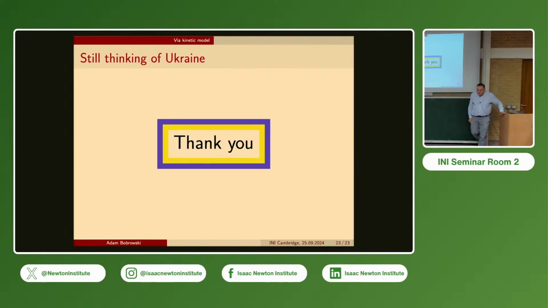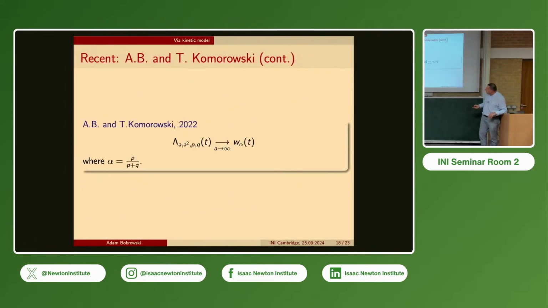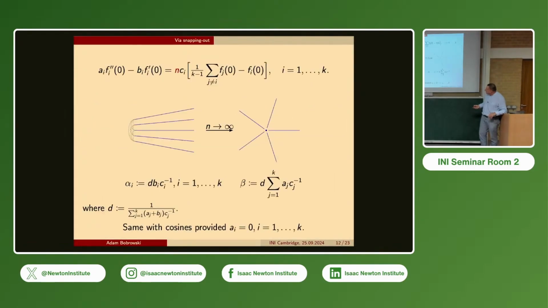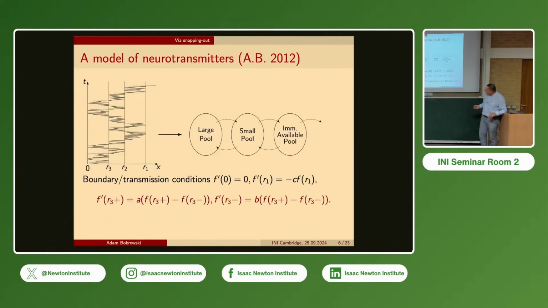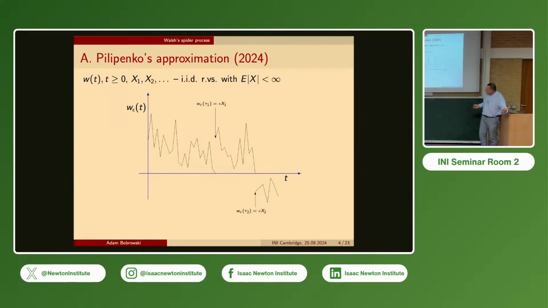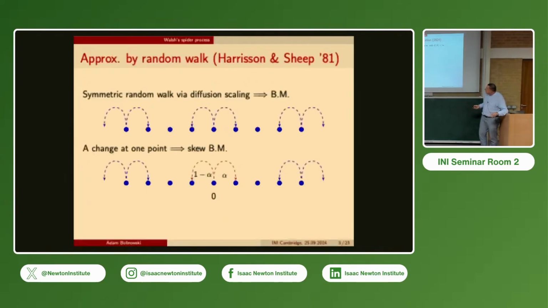Can you go back to your very first slide? The very first example that you gave, that converges to the Brownian motion. You mean Andres, or even before. That one? Yes. So in what sense is the convergence? Is it weak convergence? Yeah, that's weak convergence, yes. This is Harrison and Shepp 1981. I can give you the paper, of course.